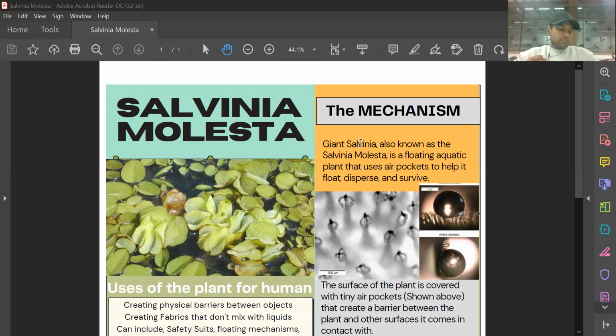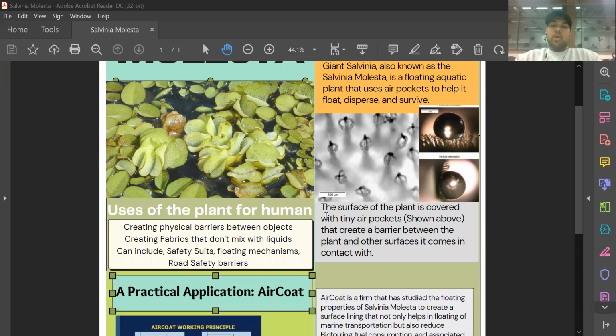How does it float on the surface of the water? That is a thing we will be looking at. So it has these small air pockets on the surface of the plant, which creates a barrier of air between the plant itself and the surface it is coming into contact with. That helps it float on the surfaces of the water bodies.